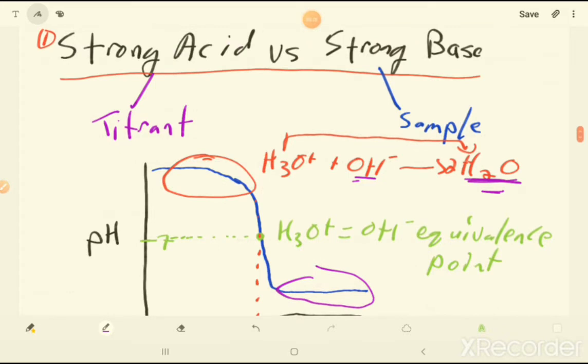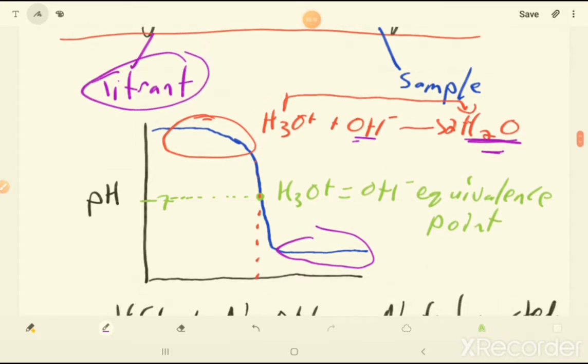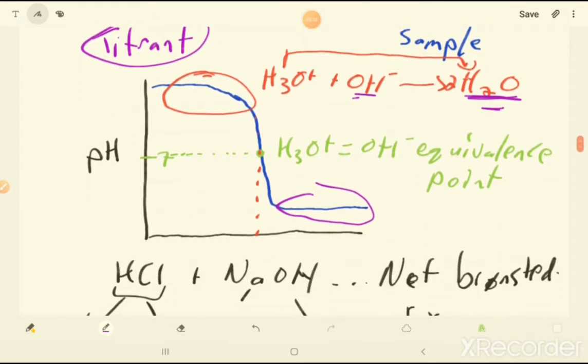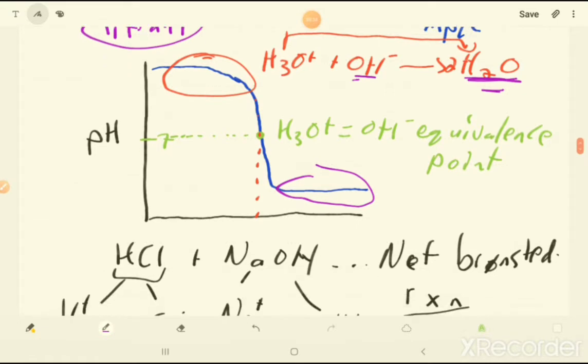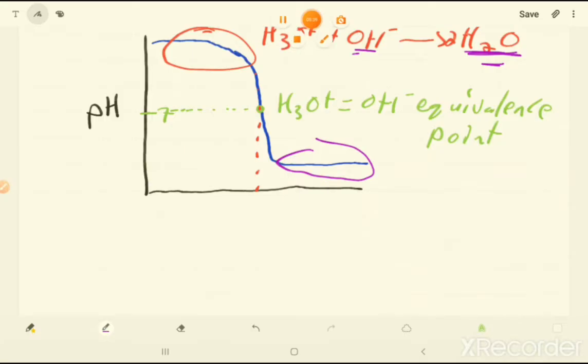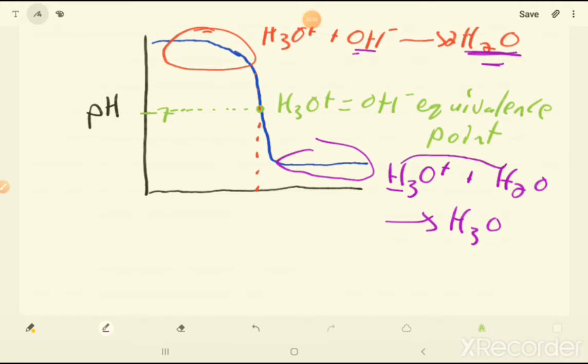But the thing is, if the acid is in the titrant, we keep adding the acid to the H2O. And so what ends up happening is you have this reaction: H3O plus, H2O, and remember that H3O plus came from the ionization of the strong acid. And that's going to yield H3O plus, as this donates a hydrogen to the water, plus H2O all over again. And this is going to be the final acidic solution.